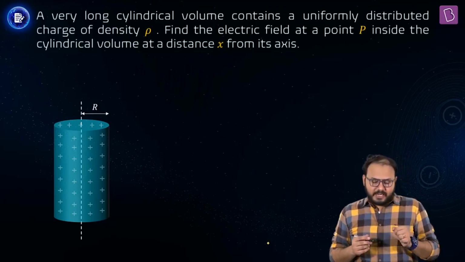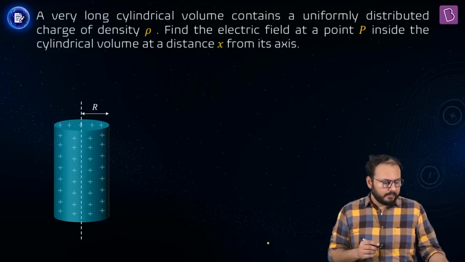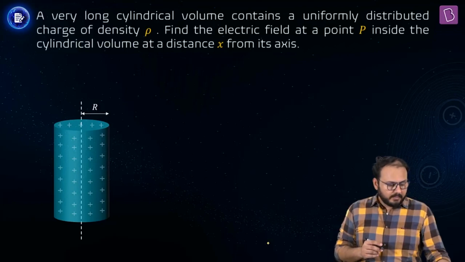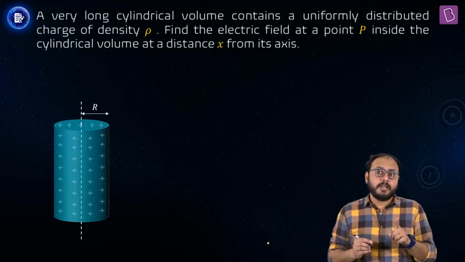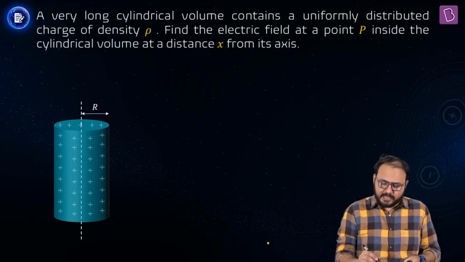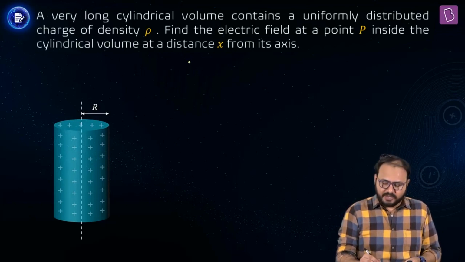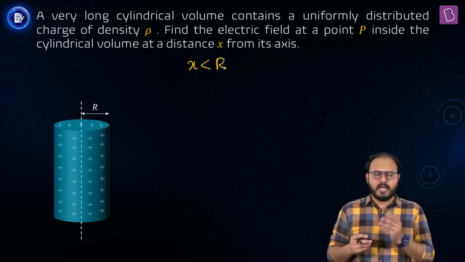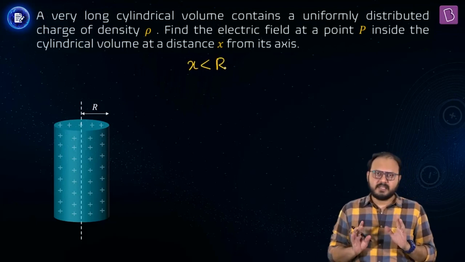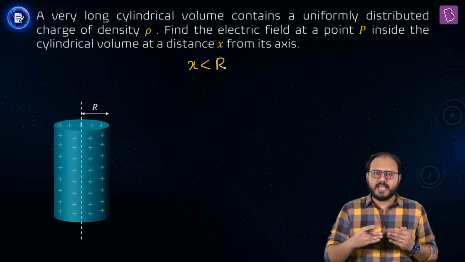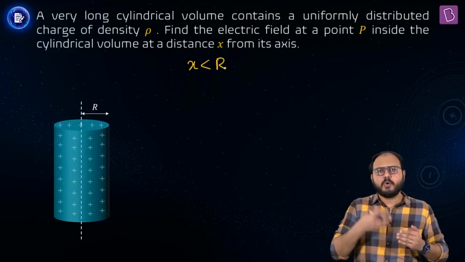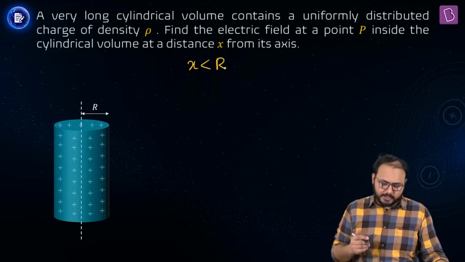What's the question? Find the electric field at a point P inside the cylindrical volume. So can I say your point P is at distance X, and X is less than R? Do you agree with me? Fair enough. If you have to be inside the cylinder, your distance X from the axis of the cylinder should be less than the radius. Otherwise, you will go outside. Correct, sir. Got it, sir.